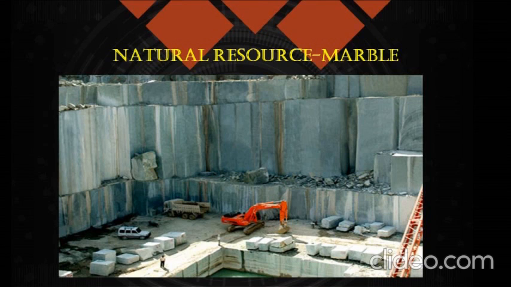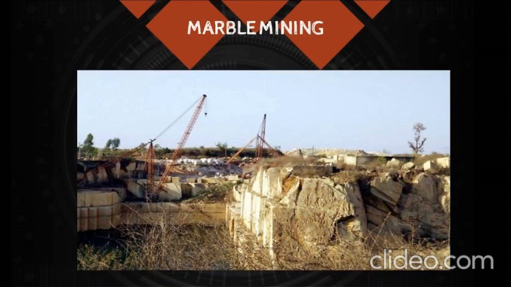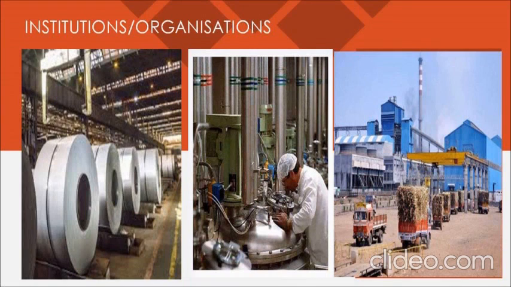So what they have done, now they have developed the technology. For what? To extract those marbles. So there are many techniques which is called quarrying, mining, which has been developed by the people to extract those marbles. Now the third, which is called institutions. Again, there is important role of human beings. What they have done, human beings have developed or created many institutions. They have created institution means industries, organizations, firms.